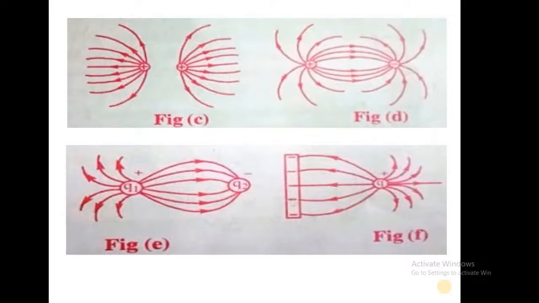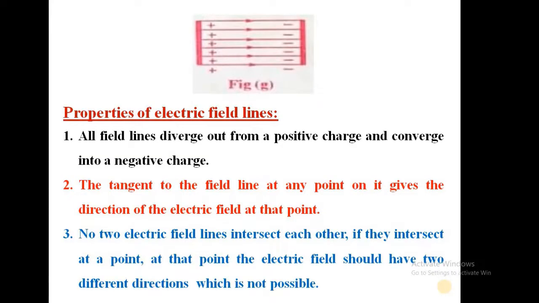In figure F, as the size of the point charges increases, the curving nature of the electric field lines decreases. In figure G, there are two rods with positive charge and negative charge. The electric field lines in between them are parallel to each other and also equidistant from each other.